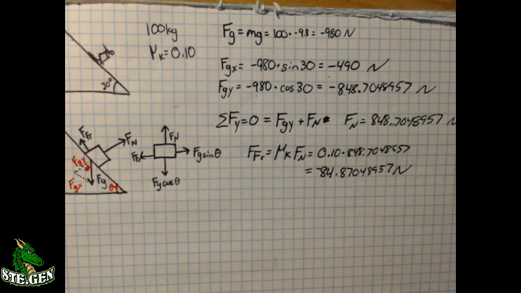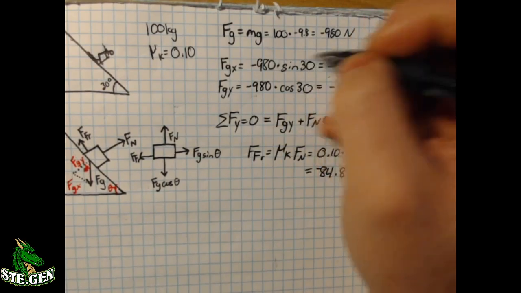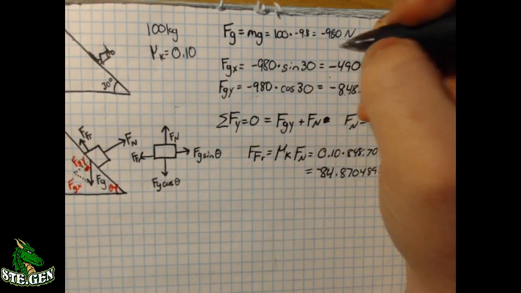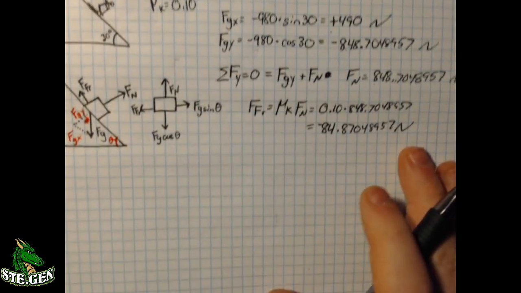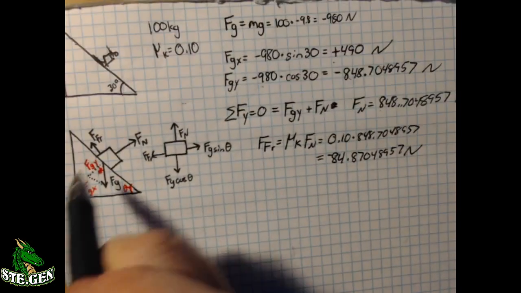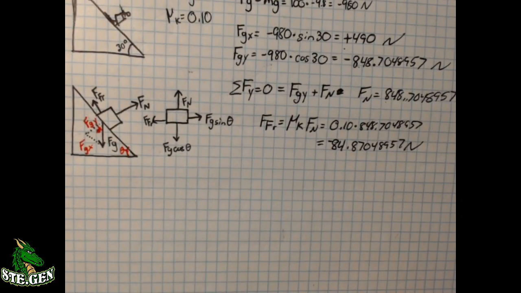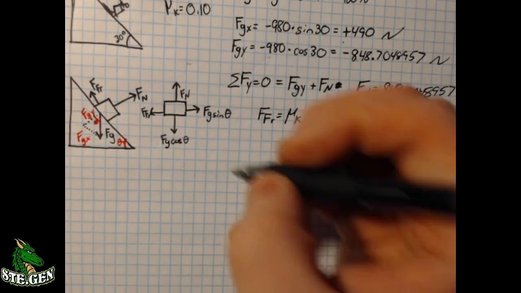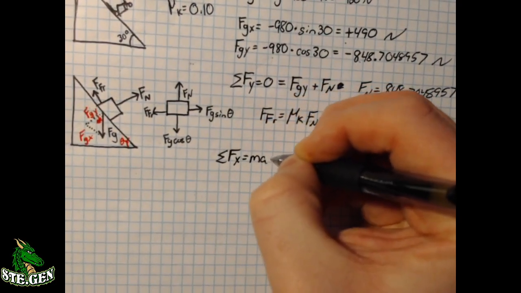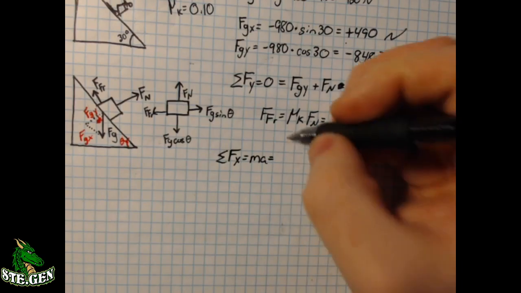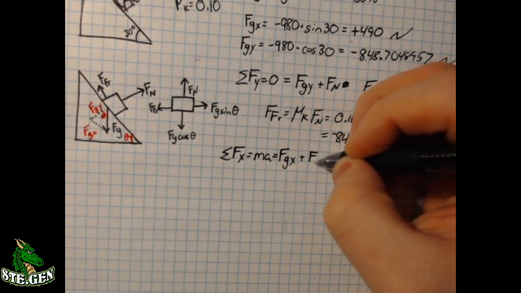So now, because this is going downwards, this gravity in the x direction, we're going to make that a positive 490. I apologize for that. Because to the right is going to be positive, it's all down. This is part of why these problems are so weird. So the sum of the forces in the x direction is also going to be equal to the mass times the acceleration, and it's not going to be equal to 0. It's going to be equal to the force of gravity in the x direction plus the force of friction.